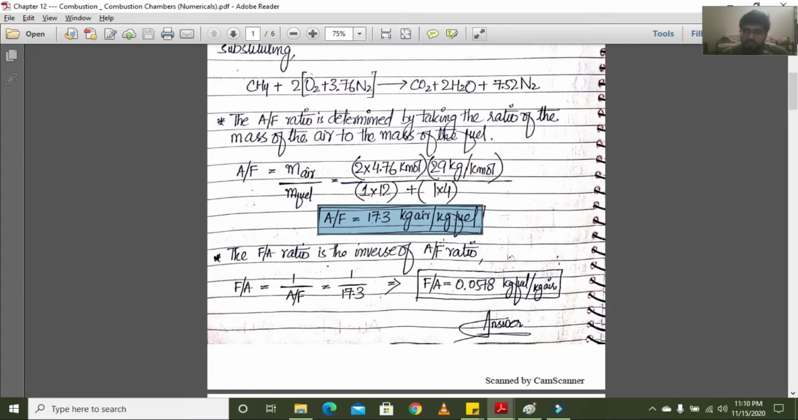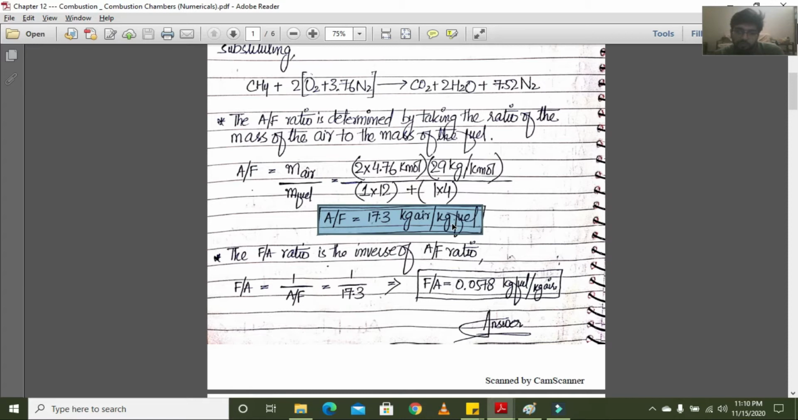Air fuel ratio is basically a dimensionless number. Since in the numerator we had kilogram of air, I have written kilogram per air, and in the denominator I had fuel, so I have written kilogram per fuel. But overall, the kilogram and kilogram would cancel with each other, and this is a dimensionless number.